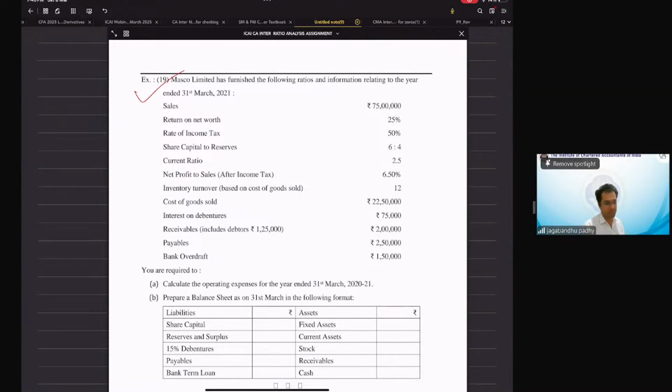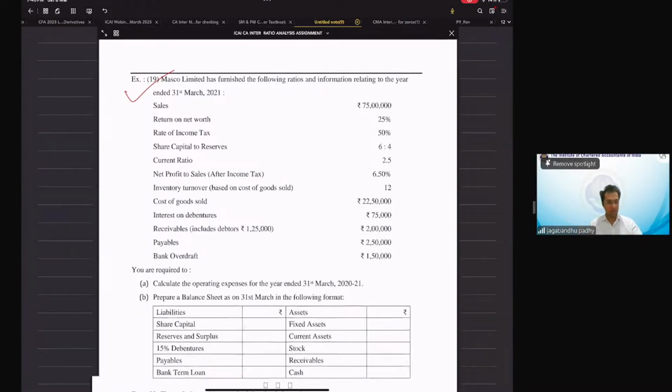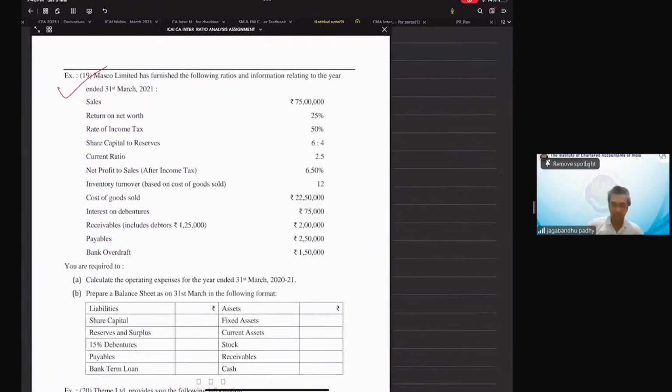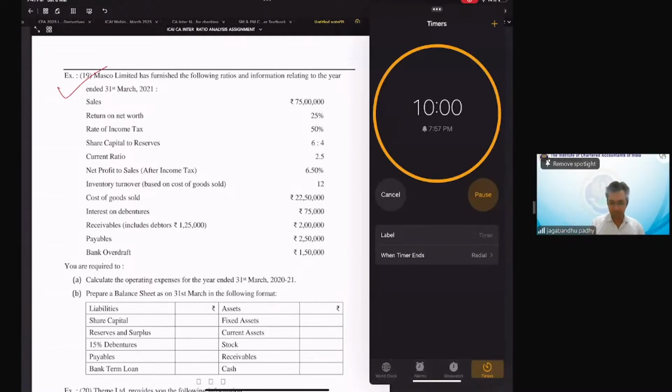Okay, Rohan, let's begin with question number 19, guys. Start solving question 19. Again, 10 minutes for you. Start solving this question 19.